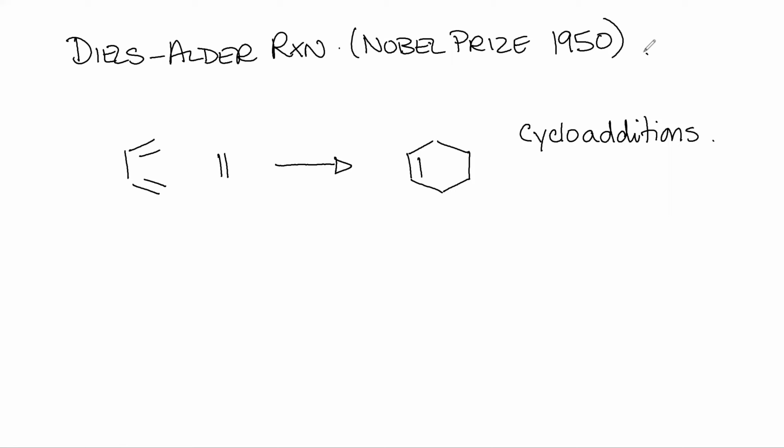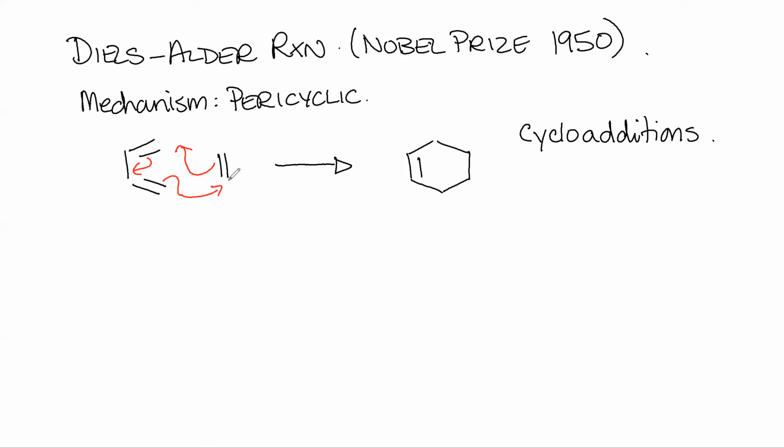So the mechanism is largely believed to be a pericyclic reaction. So everything's taking place in a single step. How this is commonly drawn is that 2 electrons go here to make a bond, 2 electrons go here to make a bond, and 2 electrons go here to make a bond. So we've formed this bond and this bond, and we've migrated that double bond over here.